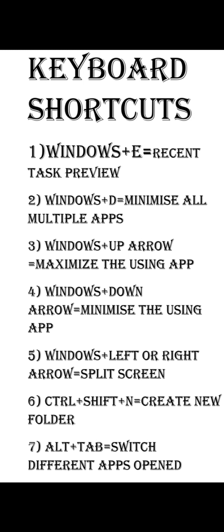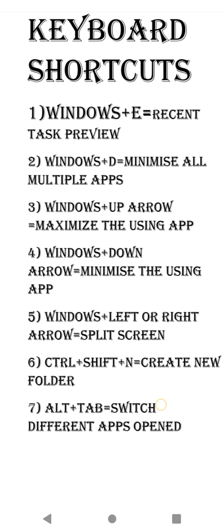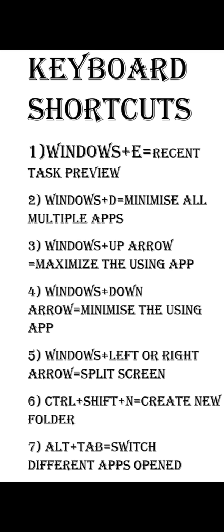And second is Windows plus D. It is to minimize all the multiple apps. Third is Windows plus up arrow. So it is used for maximizing the app you are using, and here comes Windows plus down arrow to minimize the app. That was for maximize, sorry, and this is for minimize.